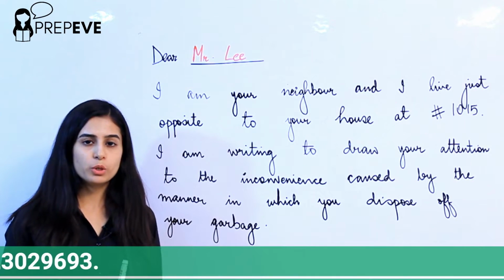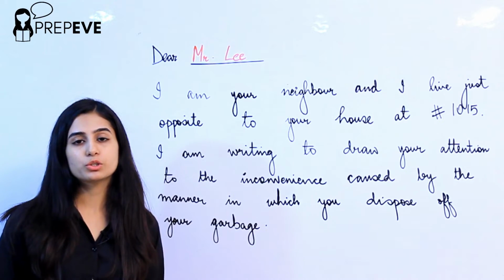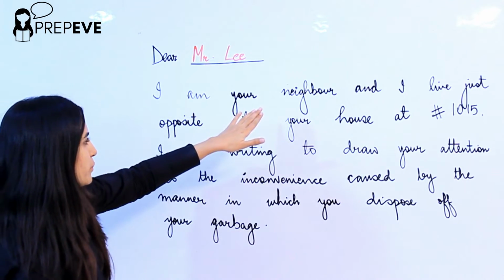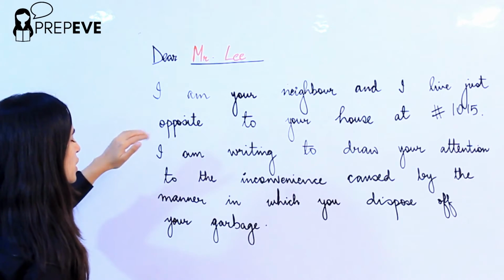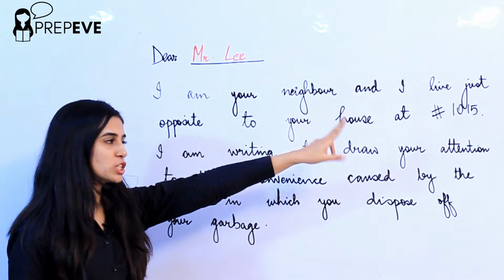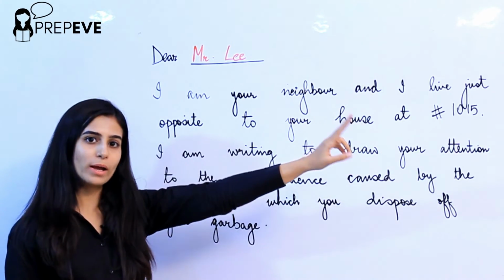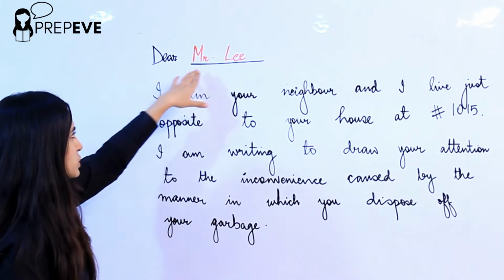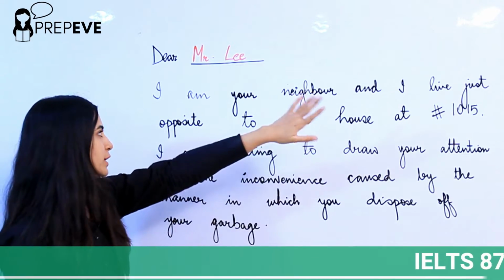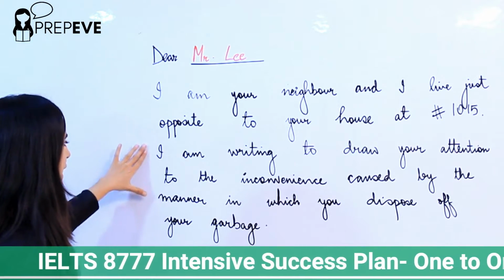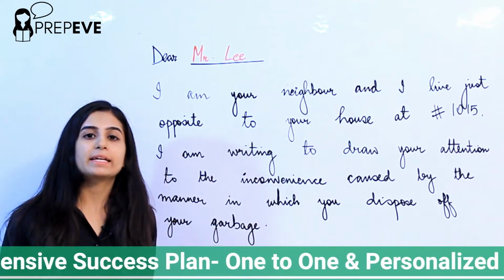What was the first bullet point? The first bullet point was to introduce yourself. I am your neighbor and I live just opposite to your house at house number, that hash is house number 1015. Right? So you have introduced yourself. You have told Mr. Lee that you are his neighbor and you live in so and so house number. Right? Then you write the reason of writing the letter.